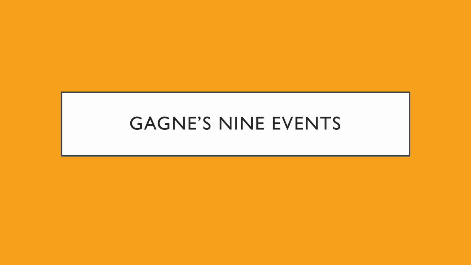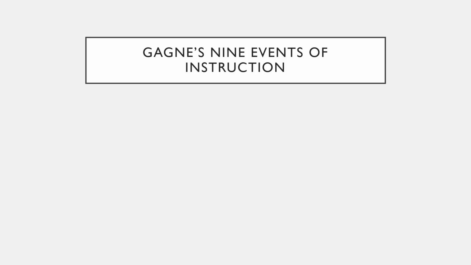So let's start by chatting about Gagne's 9 events. Robert Gagne was an educational psychologist that came up with 9 events of instruction. Altogether, they are the complete steps to basically any situation in which you're teaching something. So they are the complete steps to any lesson, an effective lesson.